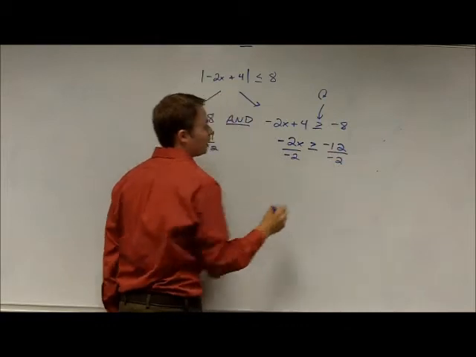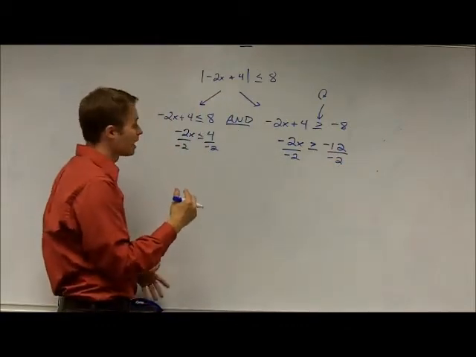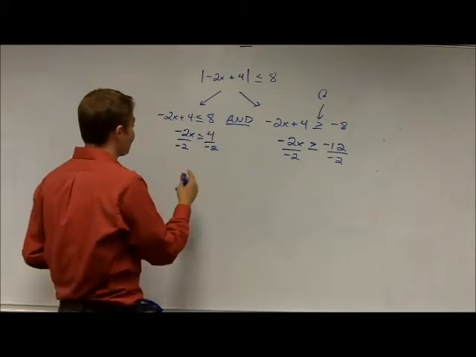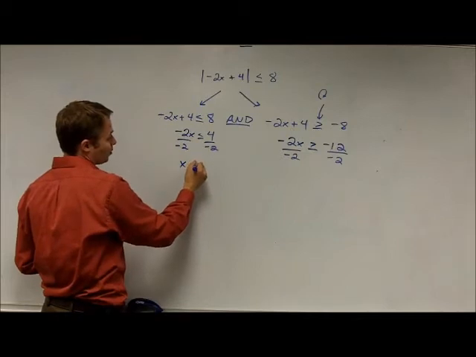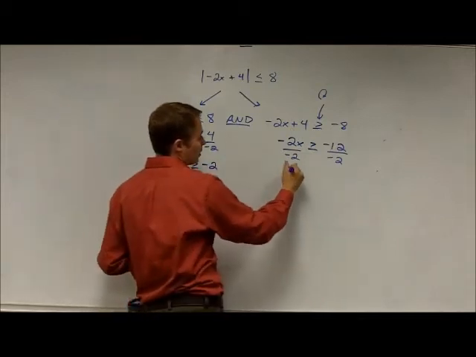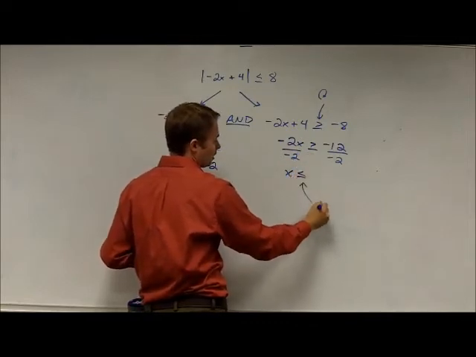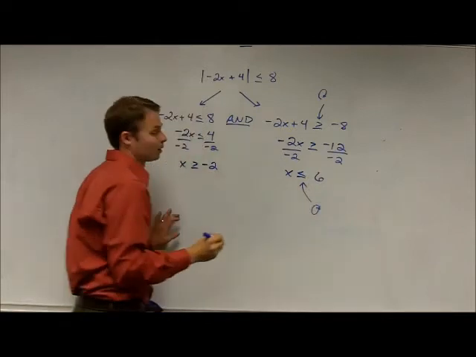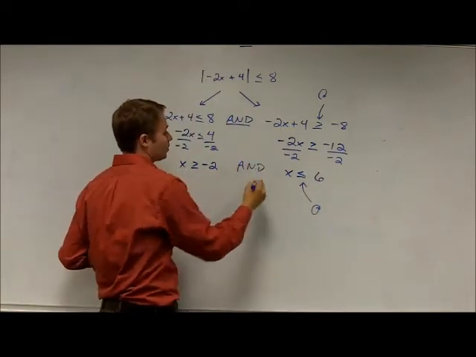But remember, in an inequality, anytime I divide by a negative number or multiply by a negative number, I have to switch the sign. So I'll actually have to switch the sign again. So this will turn into x, instead of less than or equal to, greater than or equal to negative 2. And this will be x, switching the sign here again, is less than or equal to positive 6. And we have an and in between these two.